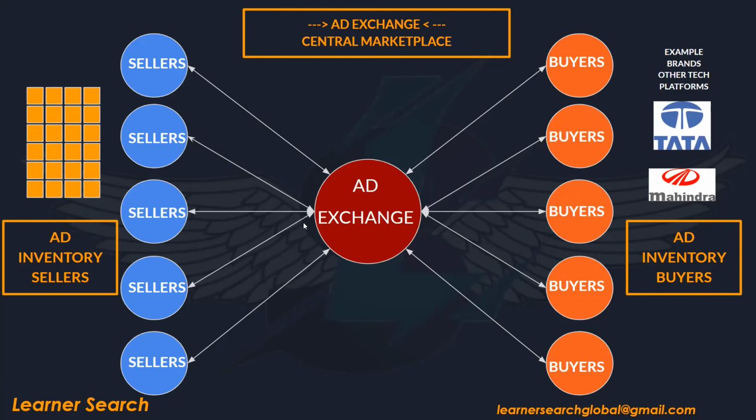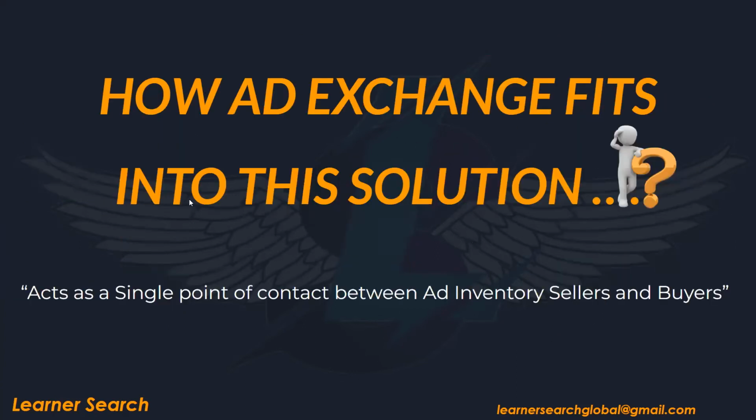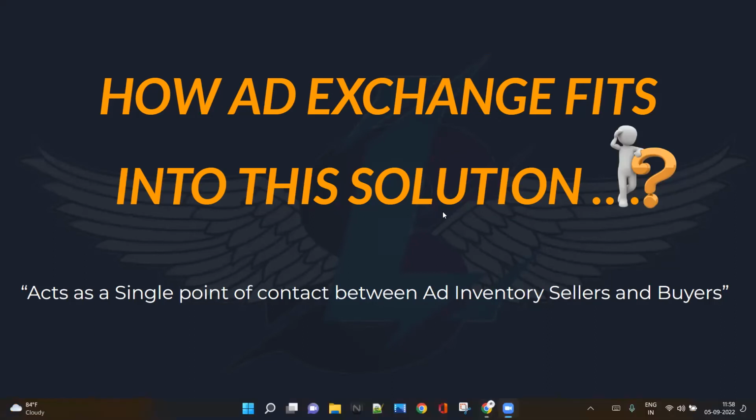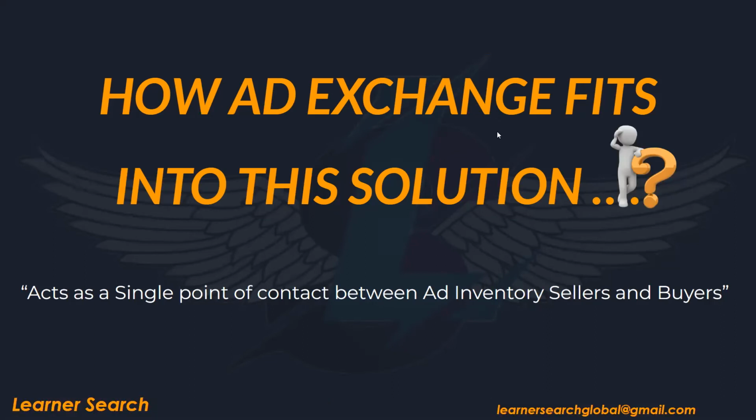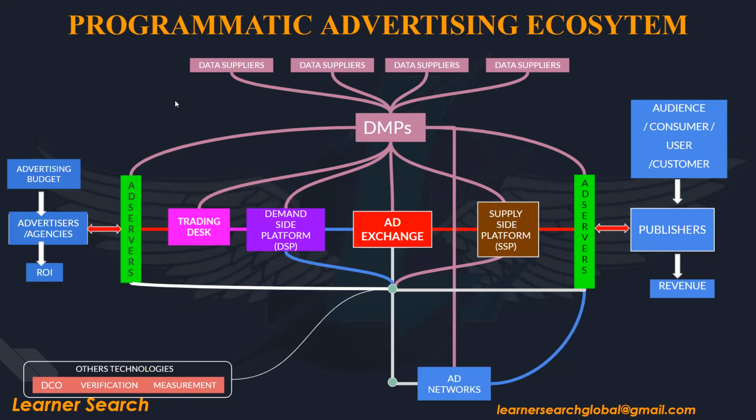So both connect through the ad exchange and try to get their own solutions. The solution for sellers is to get the ad. The solution for buyers is to get the inventory. Now, how does ad exchange fit into this solution? How exactly do they fit in the programmatic advertising ecosystem? It acts as a single point of contact between ad inventory sellers and buyers. Making sense? Perfect.